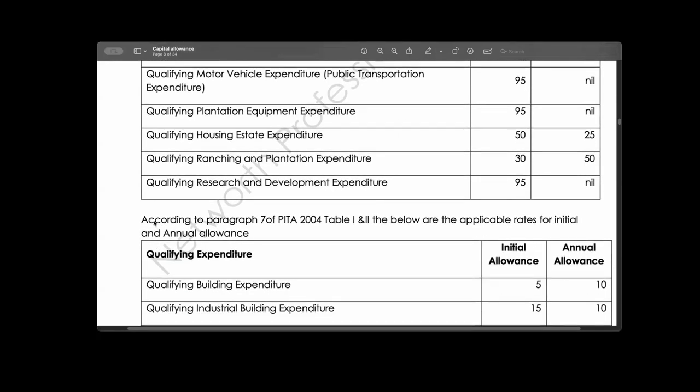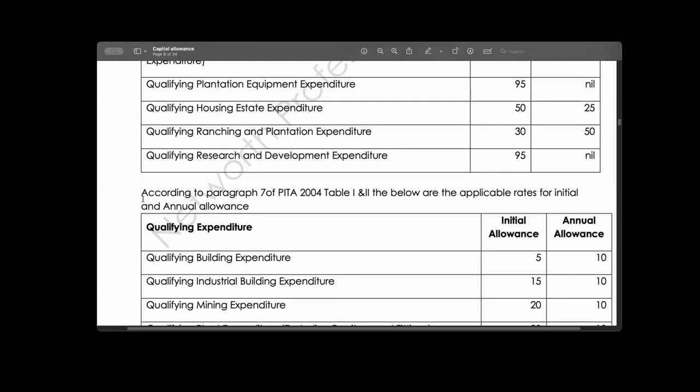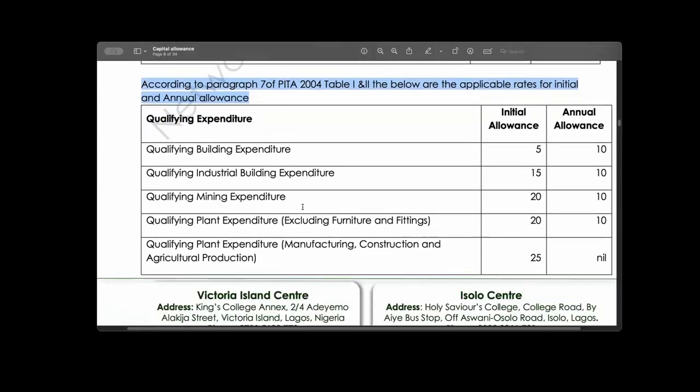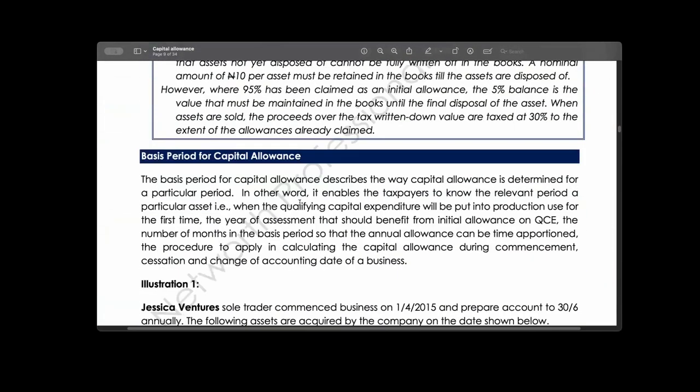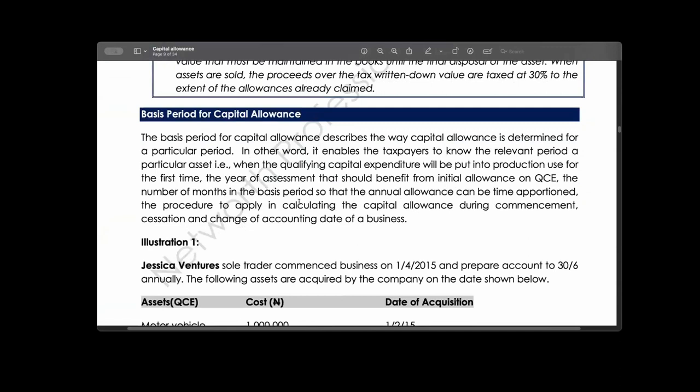For the purpose of this class, we are going to be less concerned about this other table because this is for personal income tax and we are not doing personal income tax here. So let's quickly go to basis period for capital allowance.